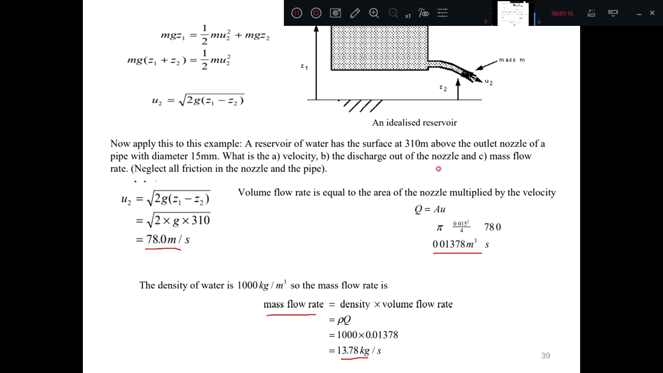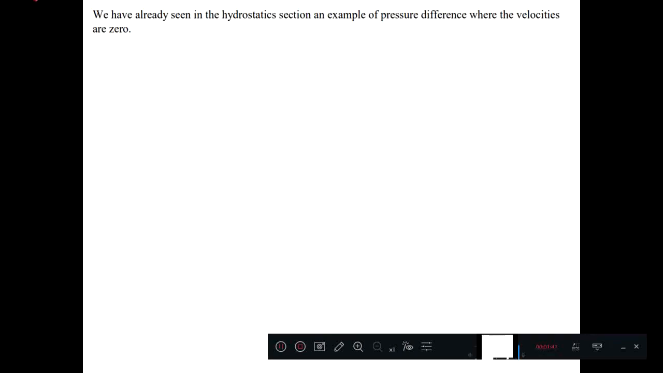We have already seen in the hydrostatics section an example of pressure difference where the velocities are 0. In the hydrostatic section, we considered the velocities to be 0 there.